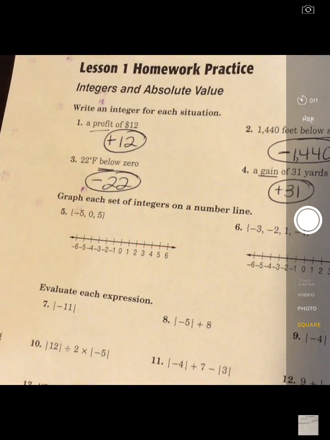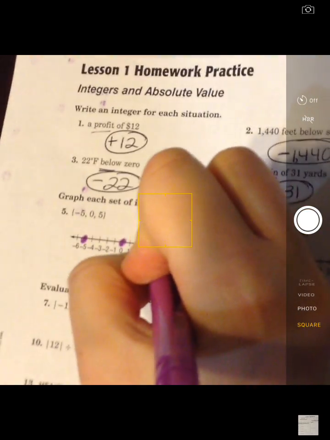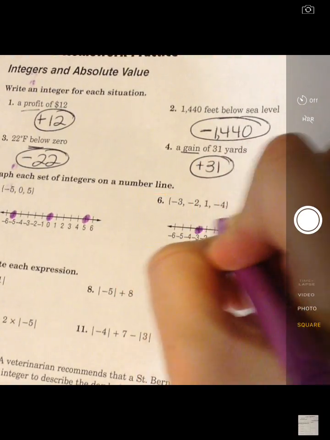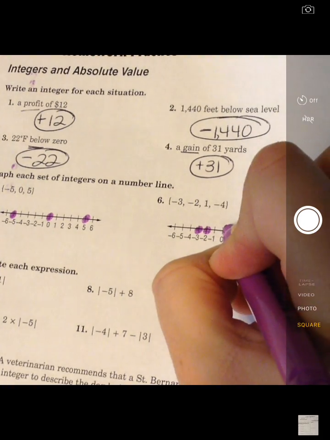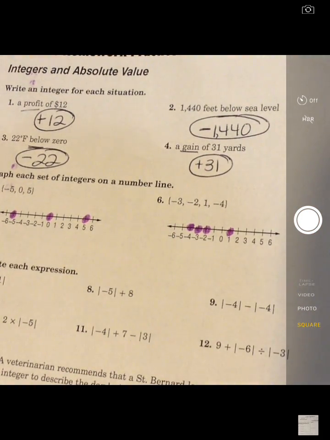All we're doing is graphing. So I should see a point on the negative 5, the 0, and the positive 5. Number 6, I should see negative 3, negative 2, a positive 1, and then a negative 4.